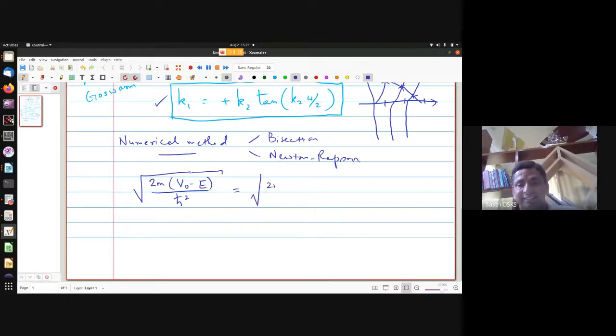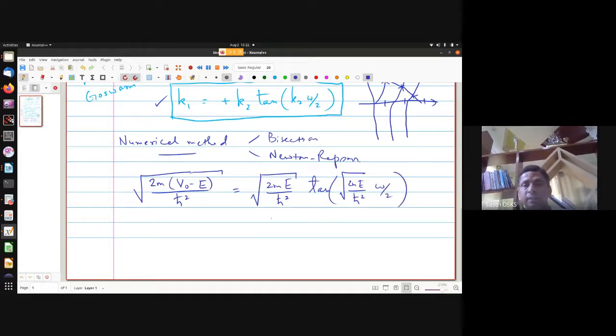2me by h cross squared times tan of square root of 2me by h cross squared into w by 2. So this is the function, but it will be easier if we write it as f of e is equal to this minus this, so equal to 0. So we get the roots of the function.